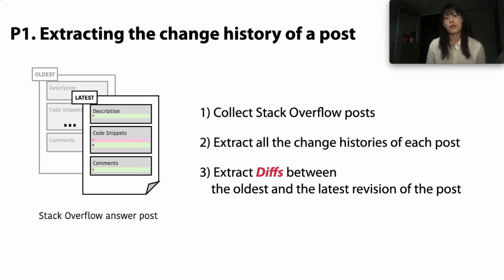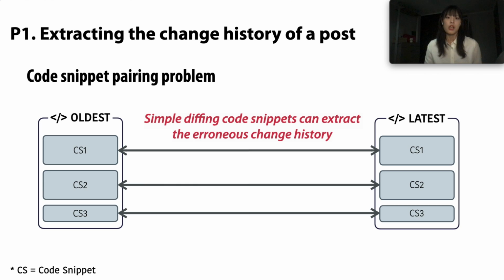In first phase, Dicos collects Stack Overflow posts and then extracts all the change histories of each post. Dicos extracts the differences between the oldest and the latest revision of each code snippet, description, and comments in a post. Since a single post can contain multiple code snippets, a simple diffing method can extract the erroneous change history from completely different code snippet pair.